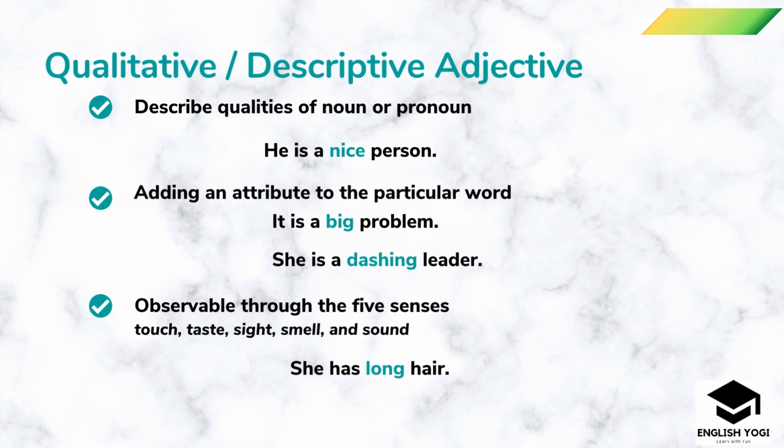Similarly, there is one hint for understanding qualitative descriptive adjective: it can be observable through the 5 senses: touch, taste, sight, smell and sound. For example, she has long hair. Here we can see that long is a qualitative adjective. In very simple language, a qualitative adjective gives attribution, gives quality, and it can be tasted or observed through the 5 senses.